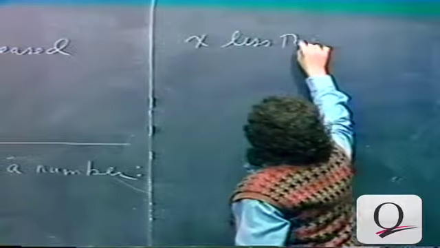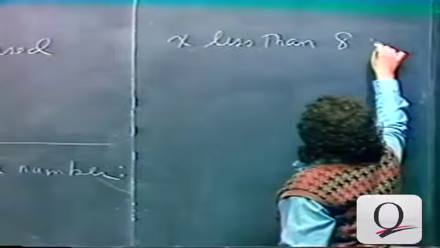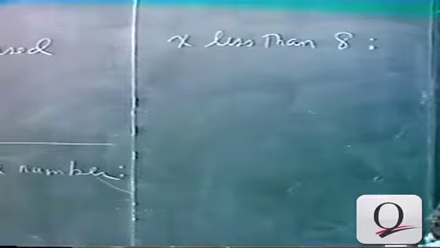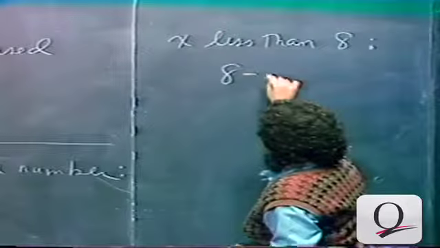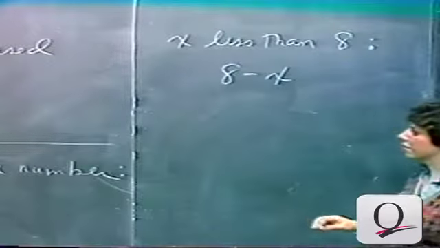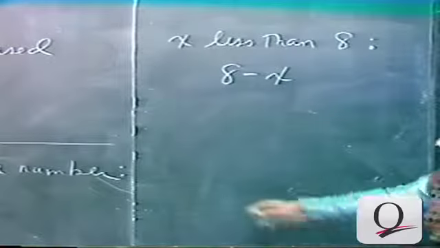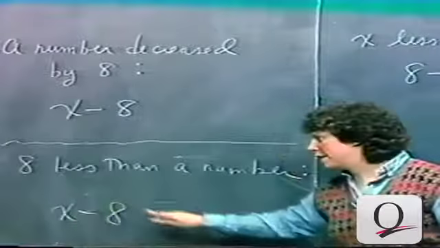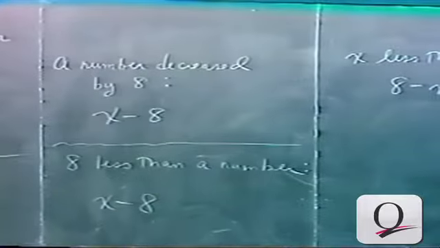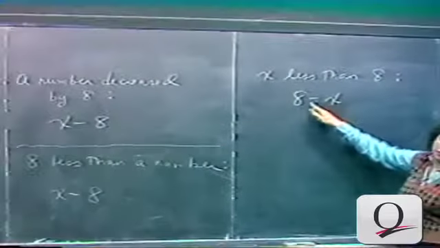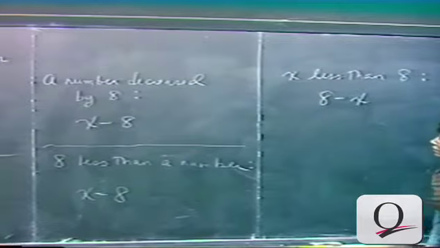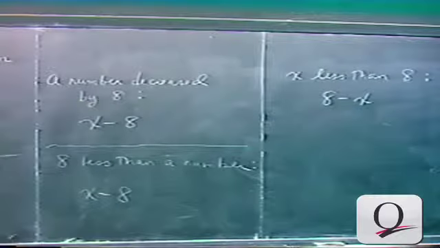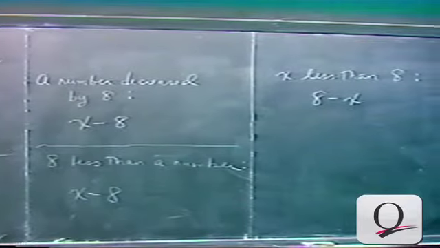X less than 8. A number x less than 8 is written 8 minus x. Look over here. 8 less than a number was the number minus 8. X less than the number 8, x was taken away from the 8. All right, each of these English phrases translated into an algebraic expression.